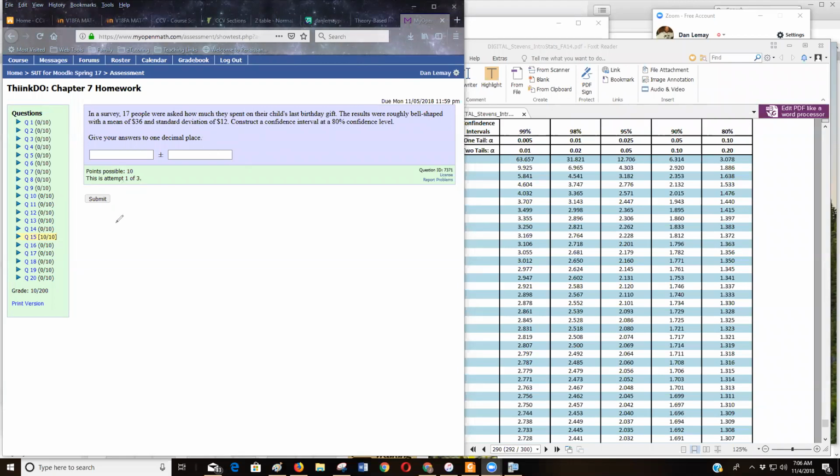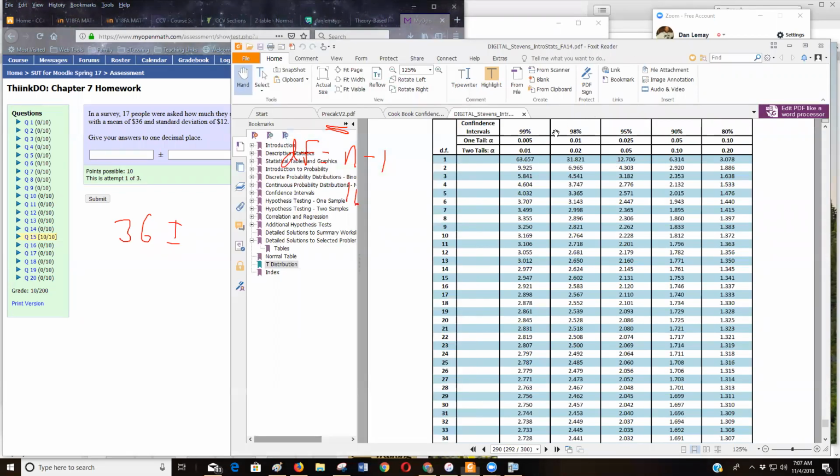So what we're going to do is take the mean, the 36, plus or minus. Now we need a critical value of t. Remember, we use the t table. We have to find our degrees of freedom, and degrees of freedom is always the sample size minus 1. So we've got 16 degrees of freedom. I'm also noticing they want this weird 80% confidence interval. Fortunately, Dr. Stevens' t-score table shows us an 80% level of confidence, which is good.